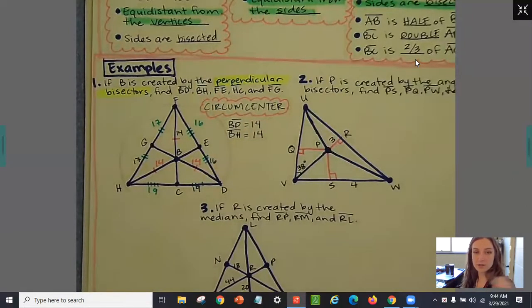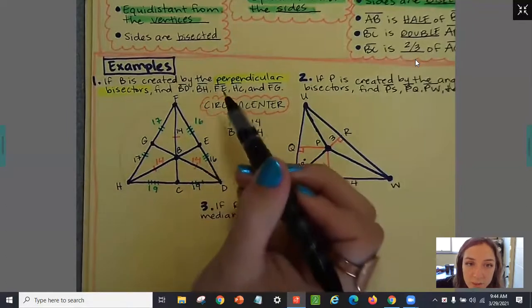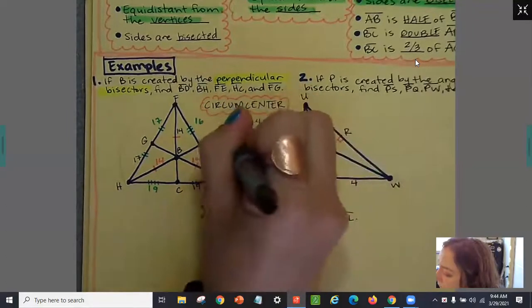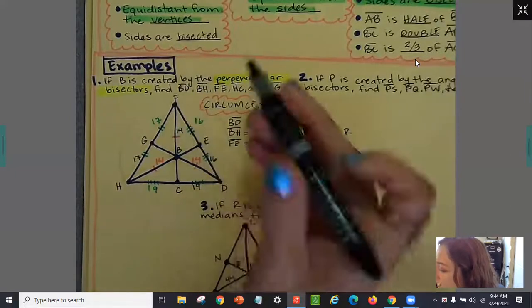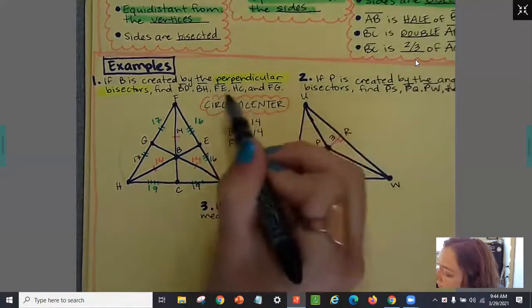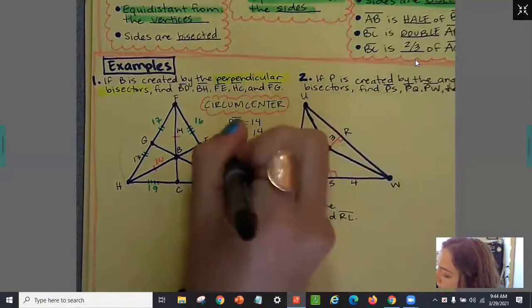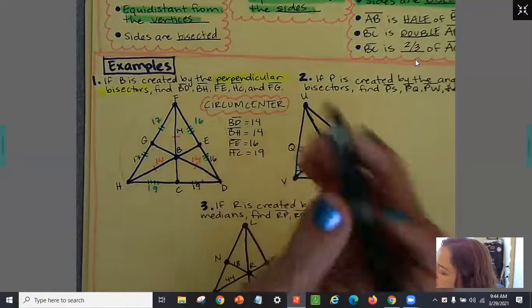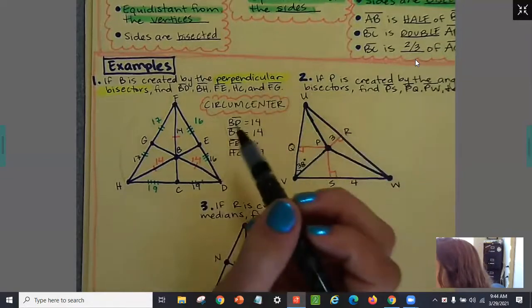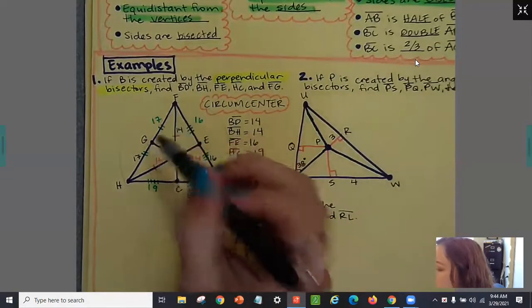Okay, so let's go ahead and write these out. We're first going to start with FE. Okay, and FE is right here, so that's going to be 16. Then we want to find HC, and that's going to be 19. And then FG, which is going to be 17.